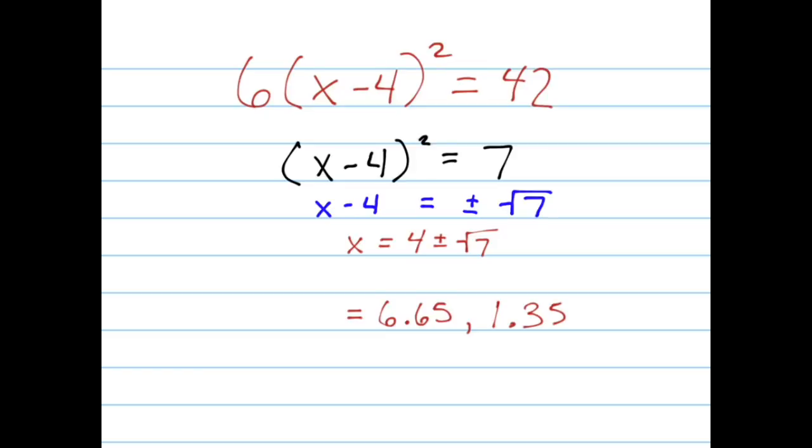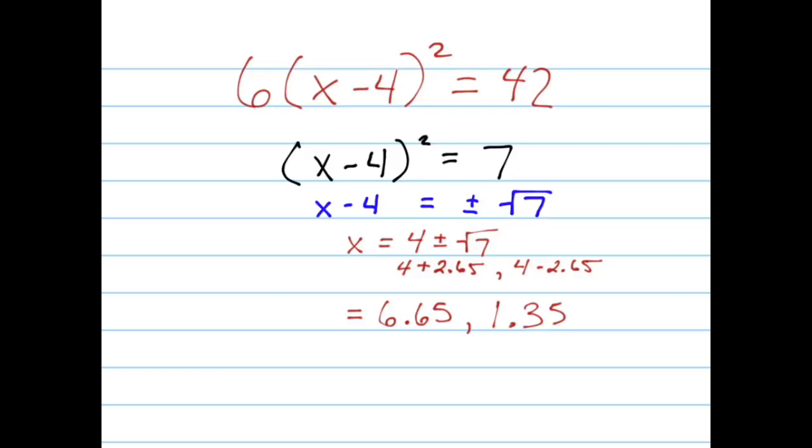Instead, we've got something like 4 plus radical 7, which is approximately 6.65, and we've got 4 minus radical 7, which is approximately 1.35. Okay, that's what we're seeing with the plus or minus there. Does that make sense? Yeah, a little.